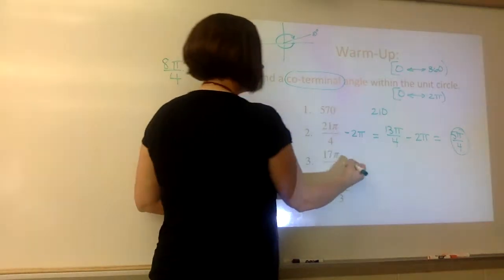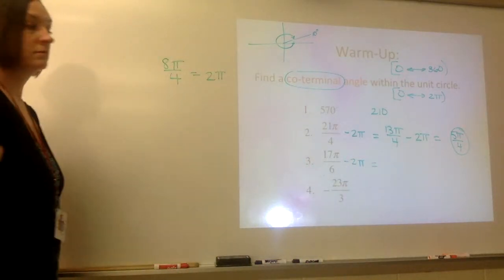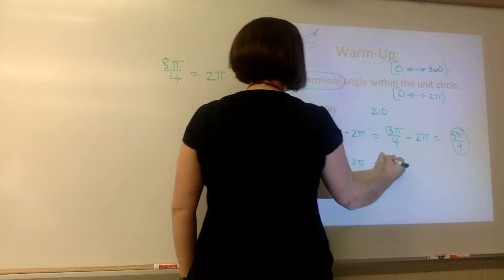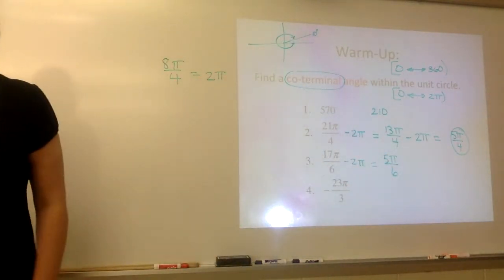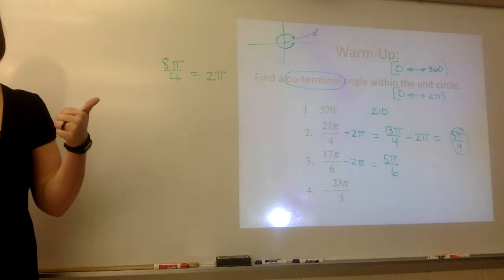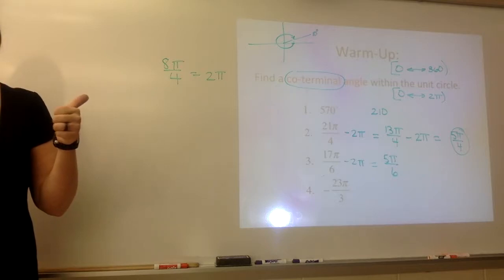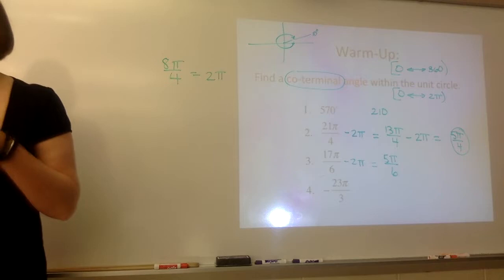17 pi over 6. Much bigger than the unit circle. Subtract 2 pi, what do I get? 5 pi over 6. Does anybody have a question why the answer is 5 pi over 6? Now's your time to ask. Mental math, simple fractions, we're good? Thumbs up? Thumbs up, we're all good? Nobody's bad. No questions.